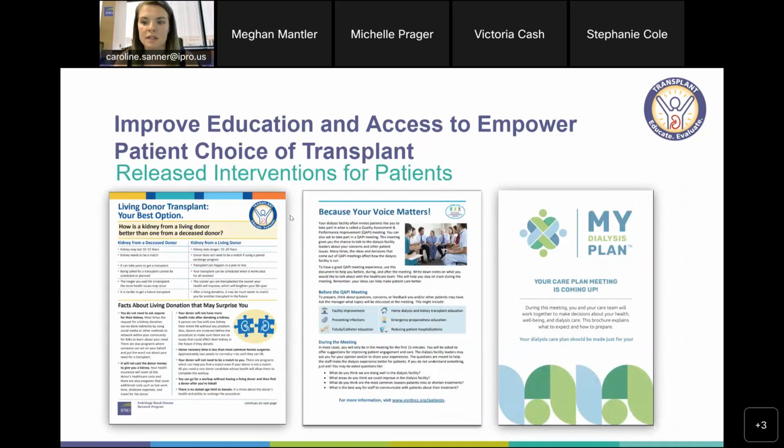The network has also released patient-facing material in the last few months. The first was Living Donor Transplant: Your Best Option, which compares deceased donor and living donor kidneys, and also gives surprising facts that patients would want to know about if they're pursuing transplant. We do have the QAPI handout from the NCC that guides patients through participating in facility QAPI meetings. And then lastly, My Dialysis Plan, which is a resource that focuses on life planning.